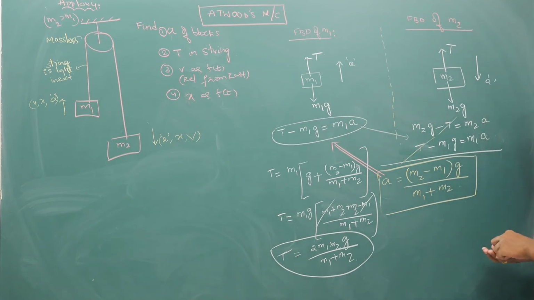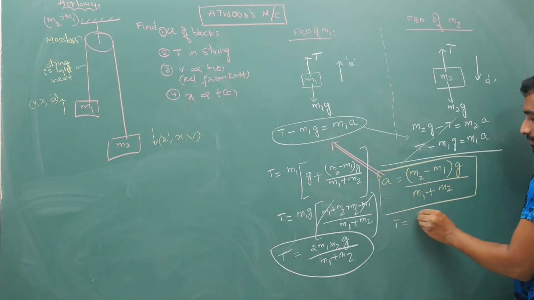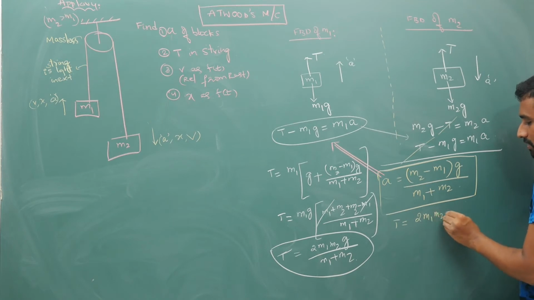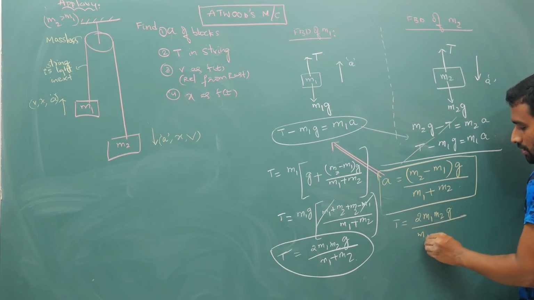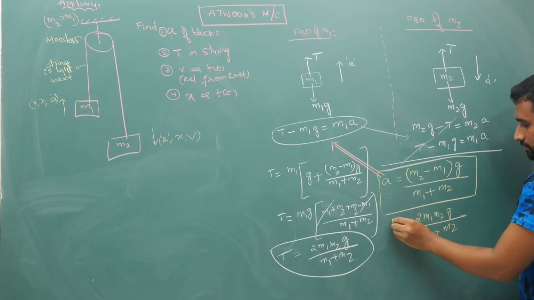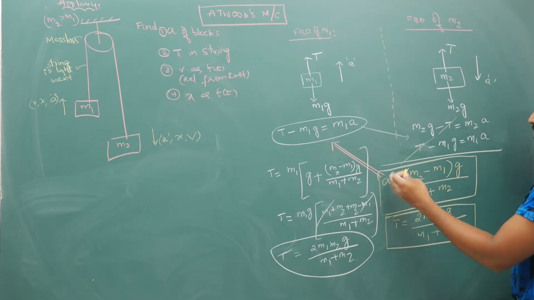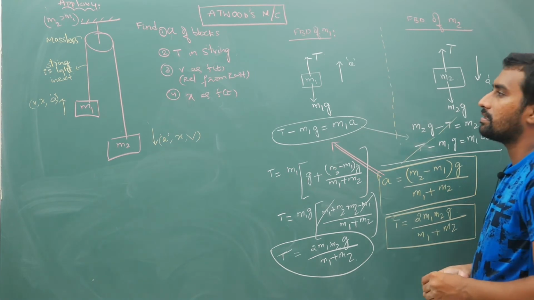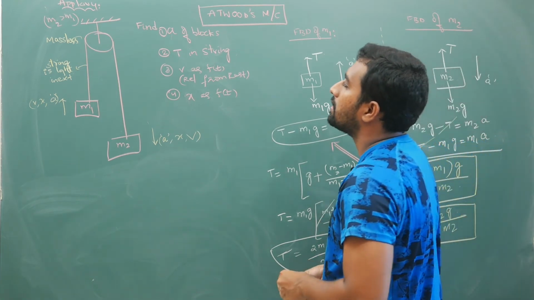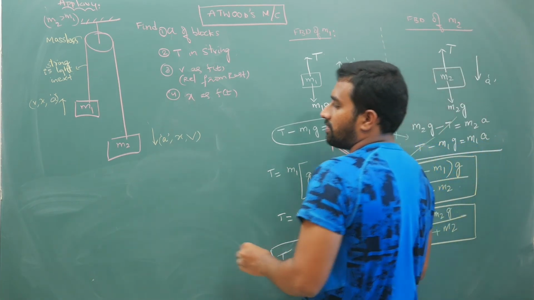Now we have calculated tension. We are getting it as 2 m1 m2 into g by m1 plus m2. Now these two equations alone will give you acceleration and tension. Now we are supposed to calculate your velocity as a function of time.